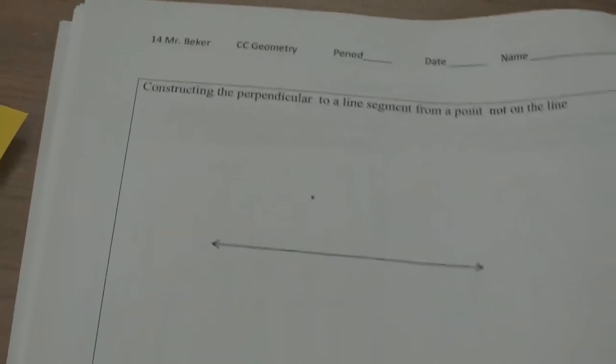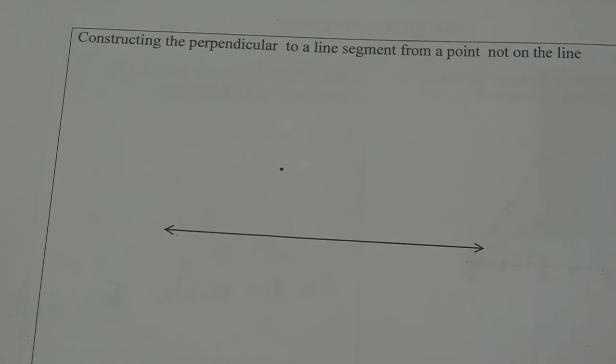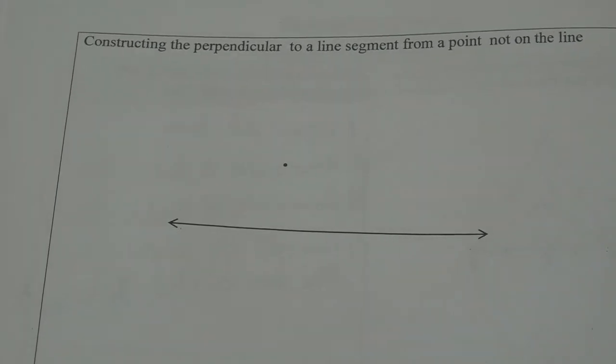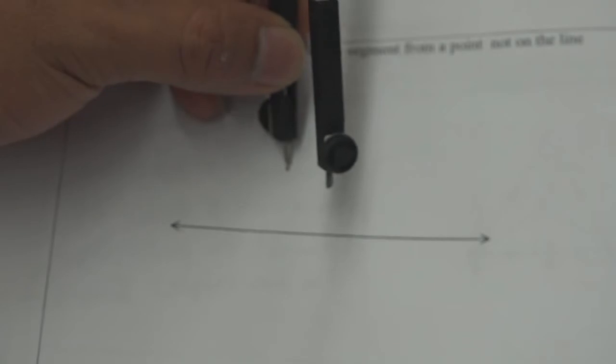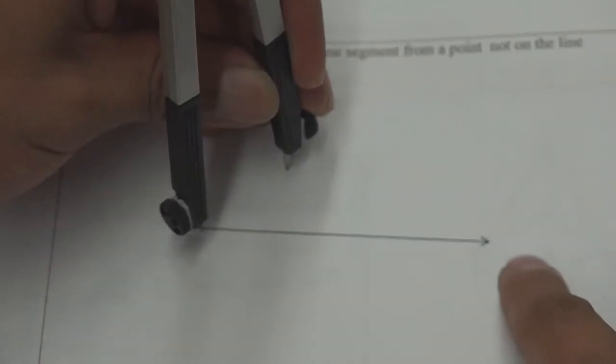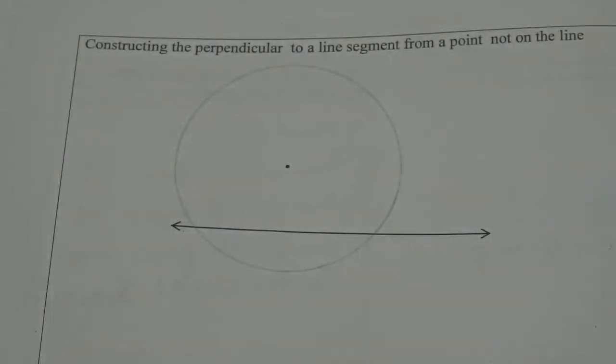So now it says, constructing the perpendicular to a line segment from a point not on the line. Okay, no problem. So once again, remember, everything has to do with the equilateral triangle. So what you're going to do is take your compass and put it on the point of intersection. Open the compass so that it will intersect the segment that you are given in two places. In other words, it's like saying construct a circle, basically.